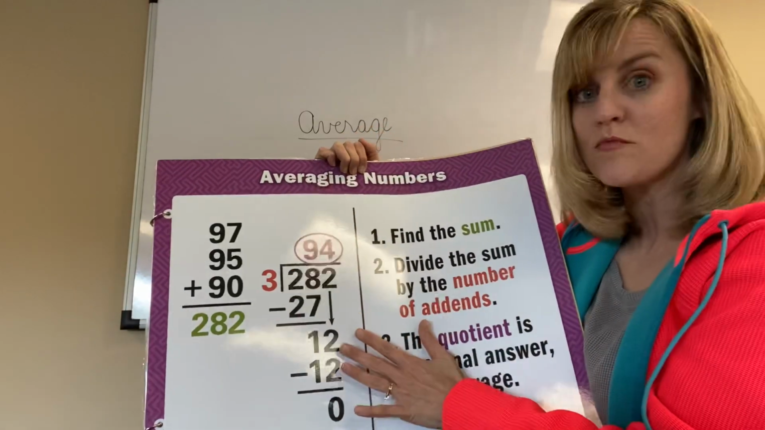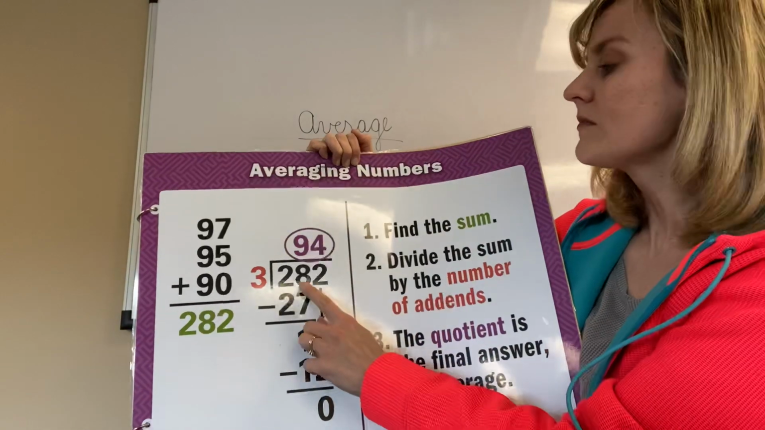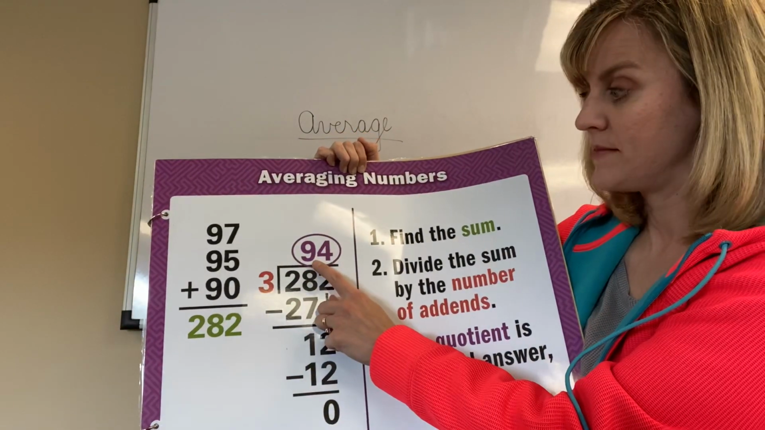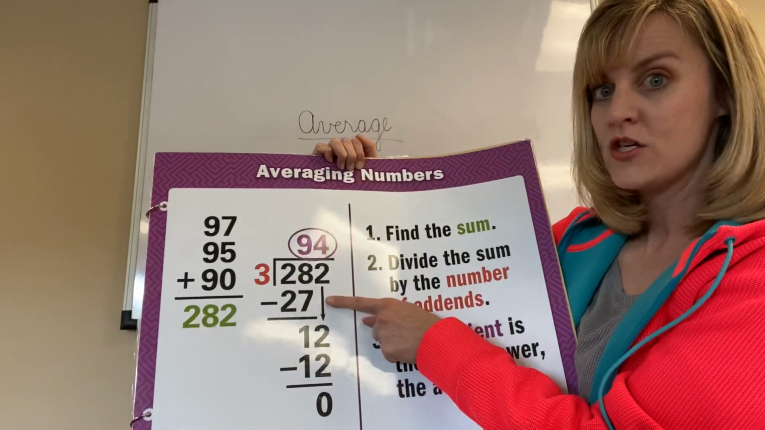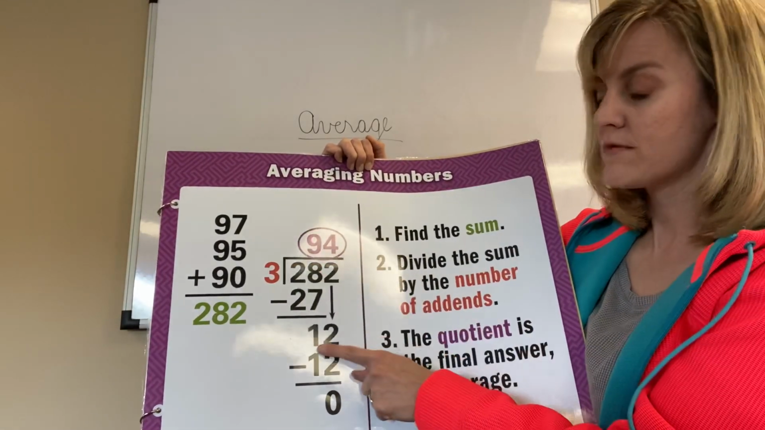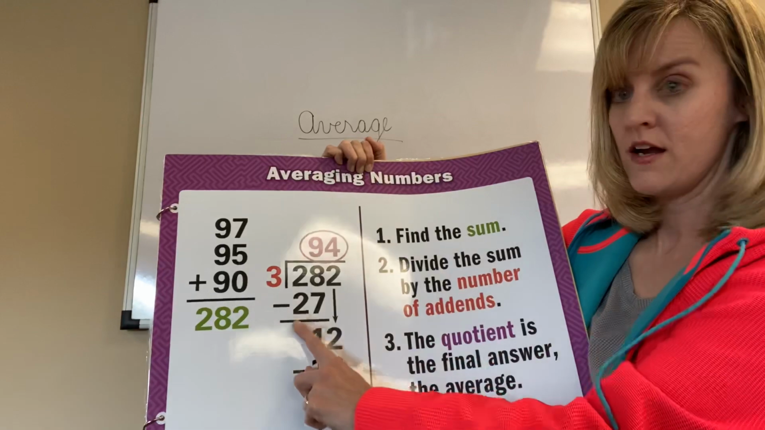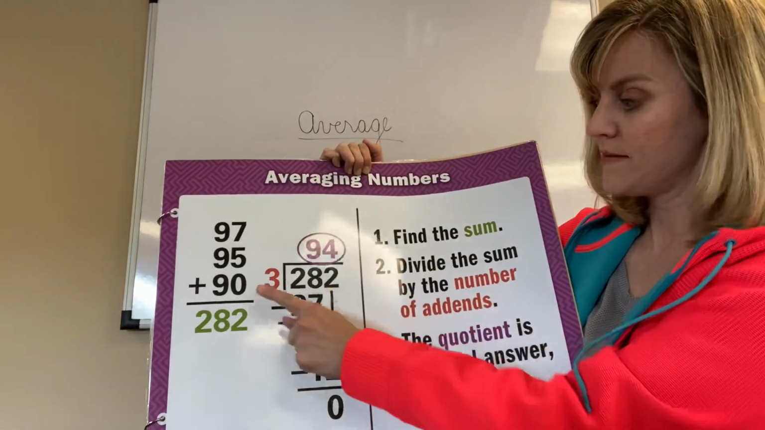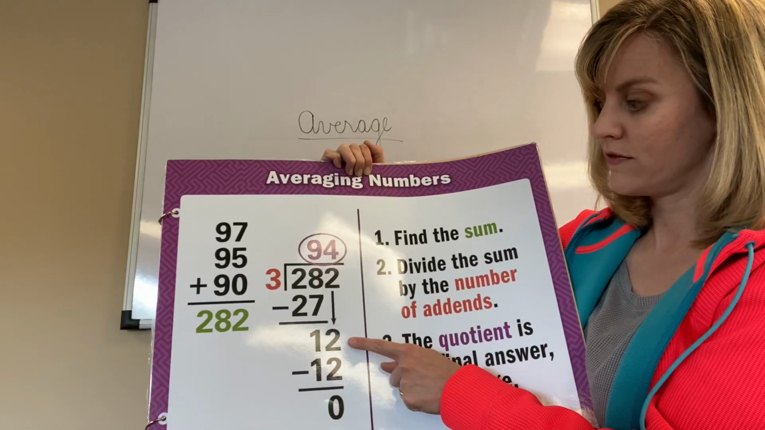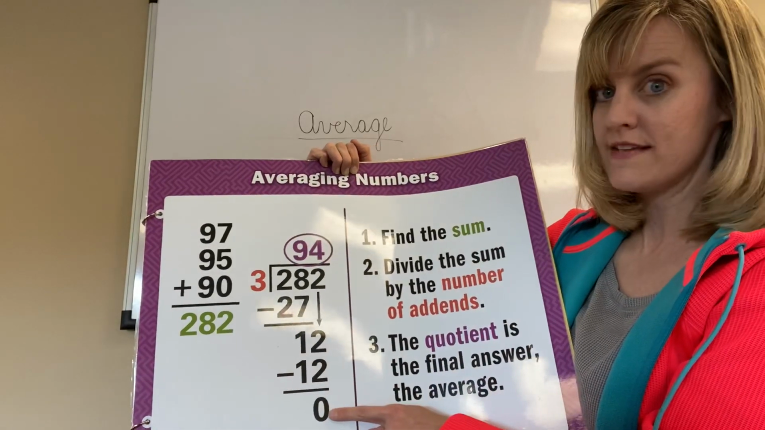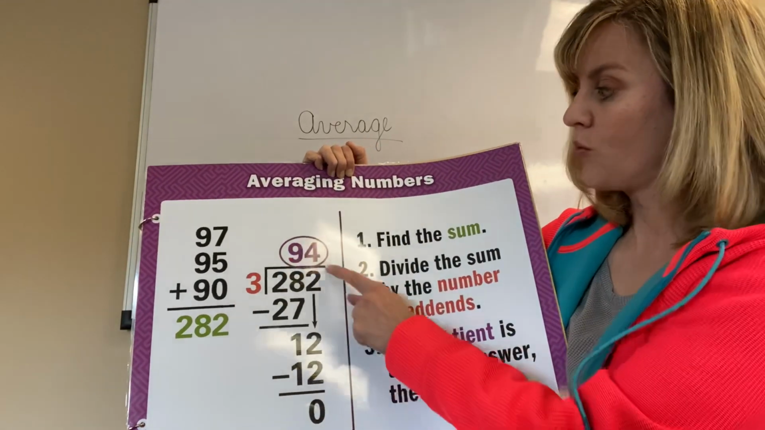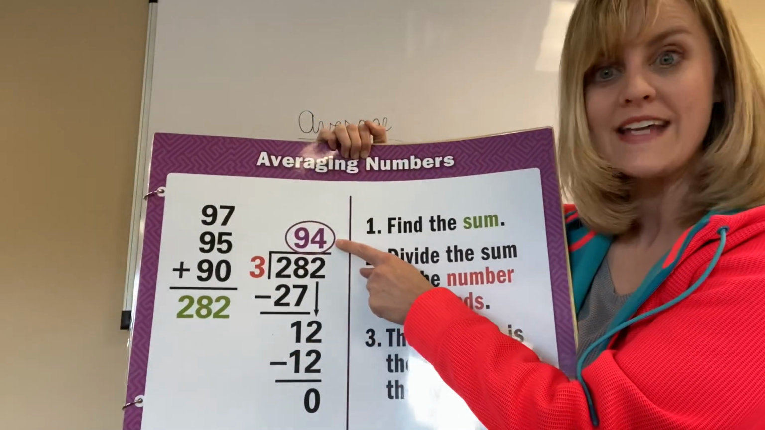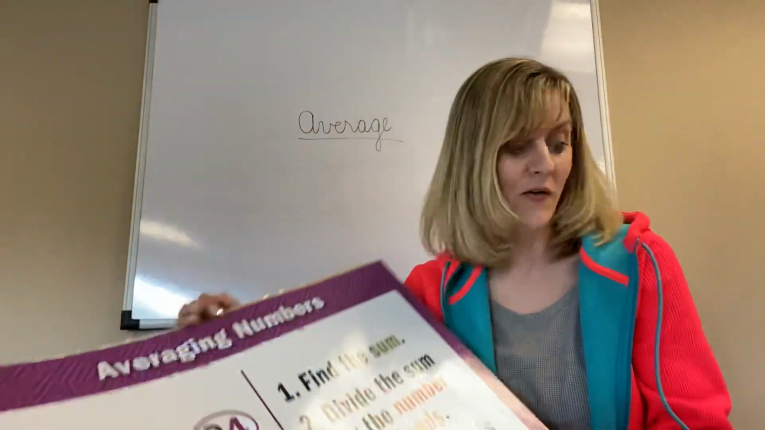Now we're going to do a division problem, which you already know how to do. 28 divided by 3. 3 into 28 goes 9 times. Multiply. 9 times 3, 27. Subtract, we get 1. We compare, bring down the 2. 12 divided by 3, 4. 4 times 3 is 12, right? 12 minus 12 is 0. Okay, so what is your average of your spelling tests? A 94. And that's how you figure it, okay?